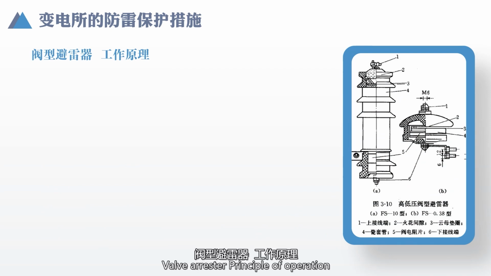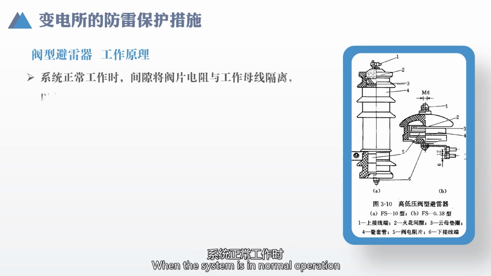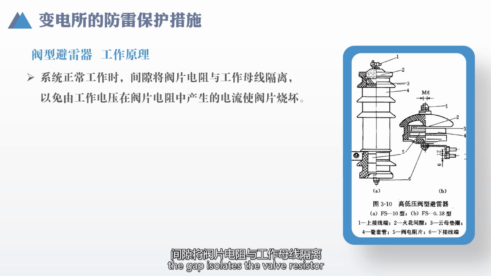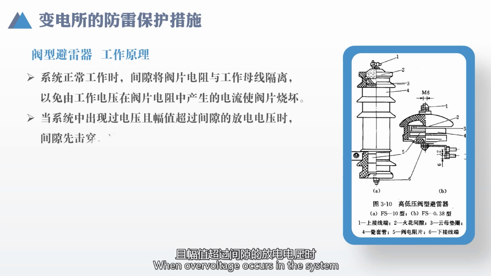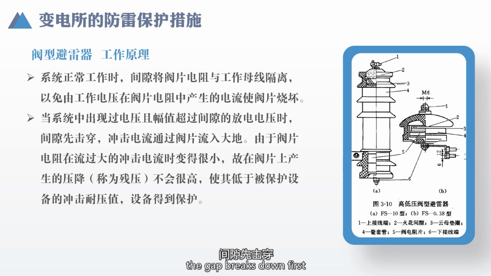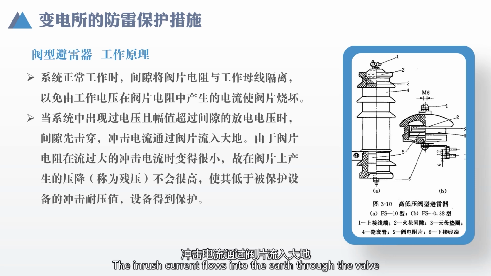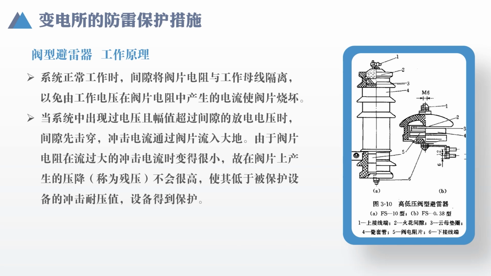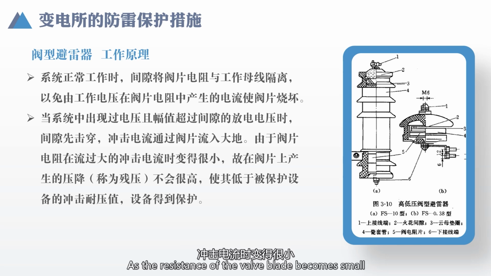Valve arrestor principle of operation. When the system is in normal operation, the gap isolates the valve resistor from the operating busbar, to avoid the current generated by the working voltage in the valve resistor burning out the valve. When overvoltage occurs in the system and the amplitude exceeds the discharge voltage, the gap breaks down first. The inrush current flows into the earth through the valve as the resistance of the valve blade becomes small.